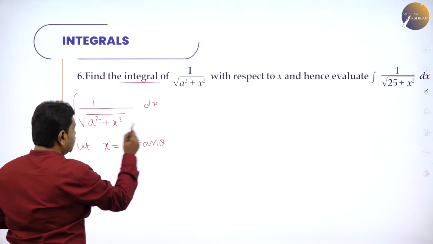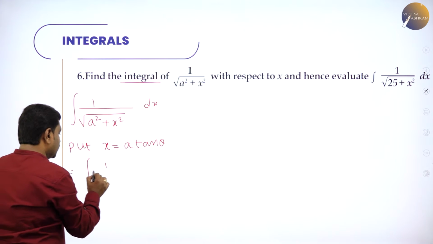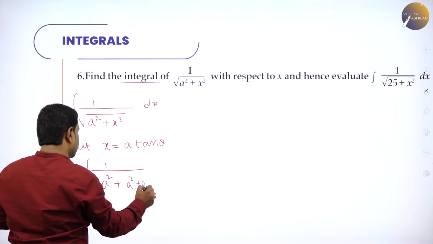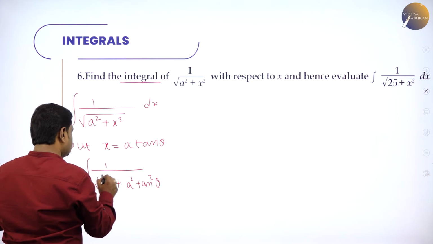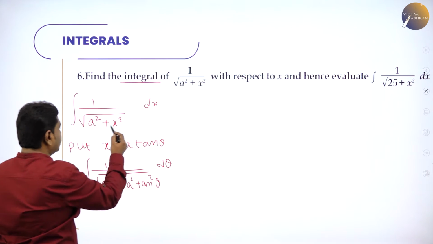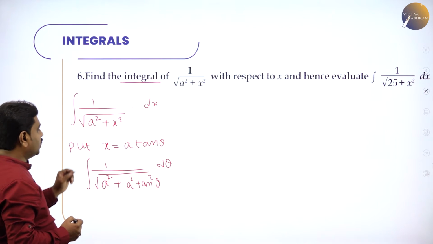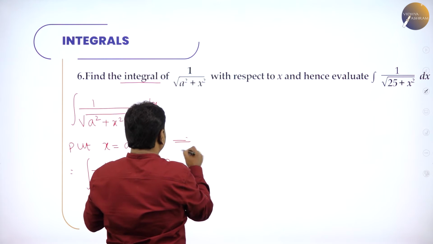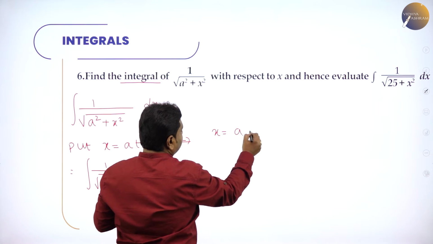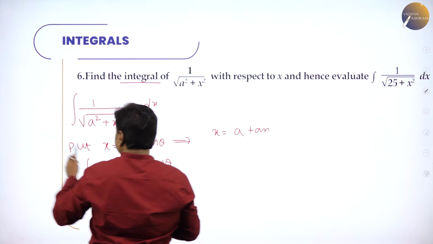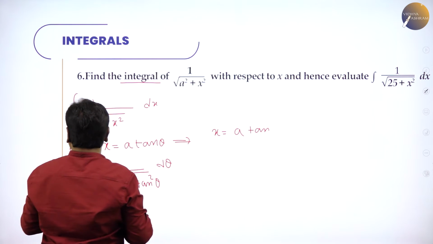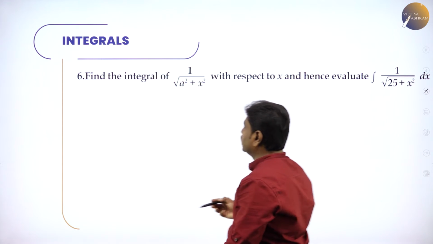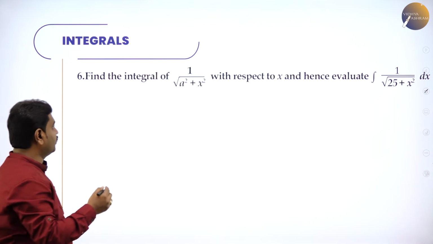If you do that, it will become integral of 1 by root of a square plus a square tan square theta, d theta. In the place of x I am putting a tan theta. And always, whenever you do substitution, you should get the values also. So that implies x is, we assume, a tan theta, get the value of d theta. So all of you, whenever you do substitution, you should substitute the value of dx also.